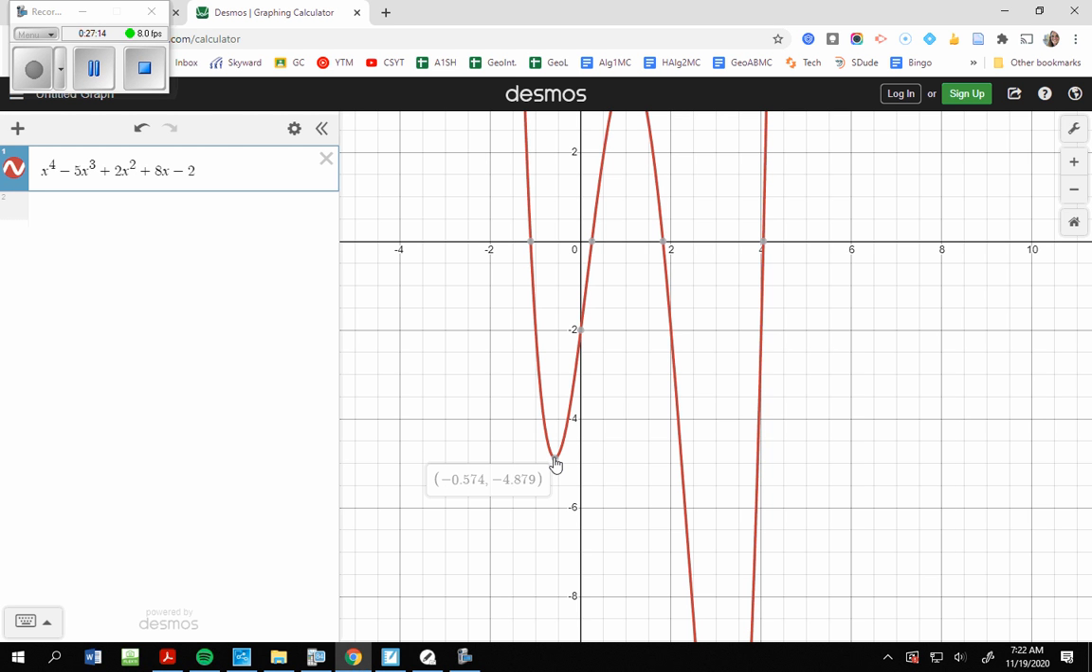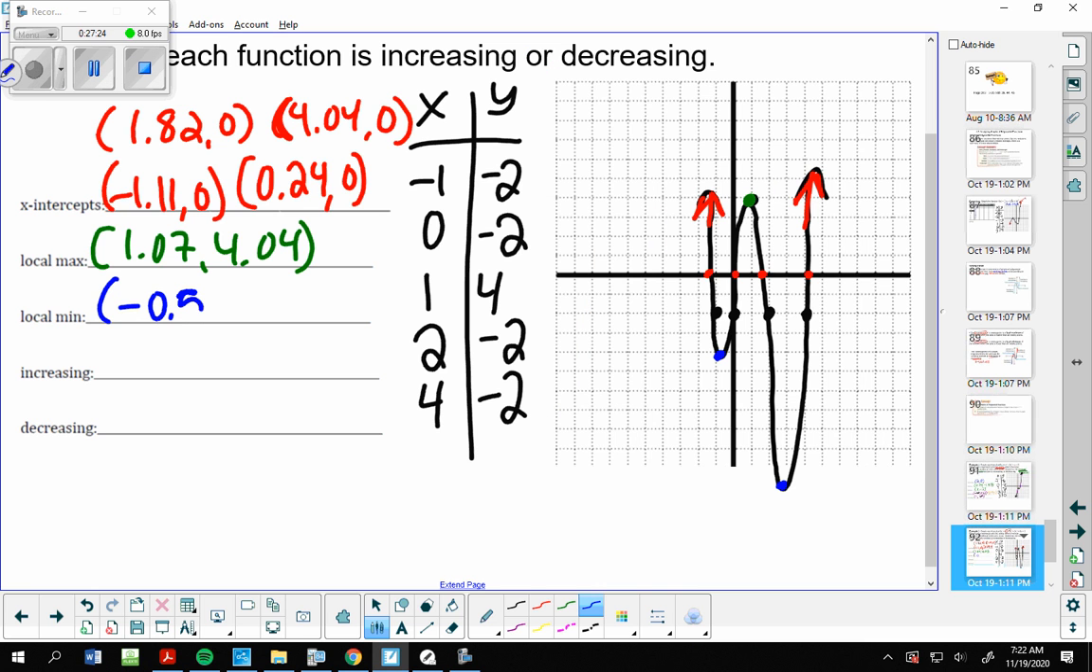Negative 0.57 and negative 4.88. And so let's look at our graph. 1, 2, 3, 4. Okay, so I could have gone down a little bit further, but it doesn't matter. It does not have to be exact.